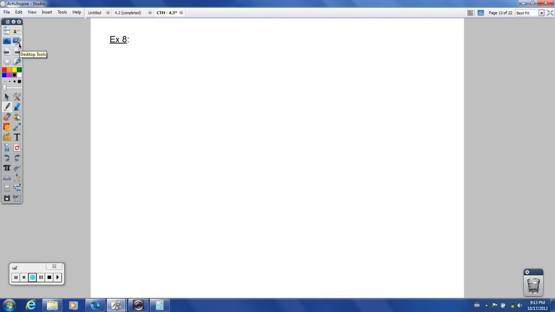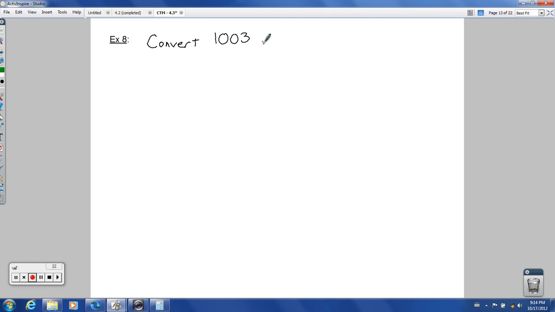We have not seen base 16 yet, so I want to see how that looks. So let's say we convert. I'm going to use the same number, 1003, to base 16. So what do we need? We need our positional values. We need to know what those are. Let's write those out.